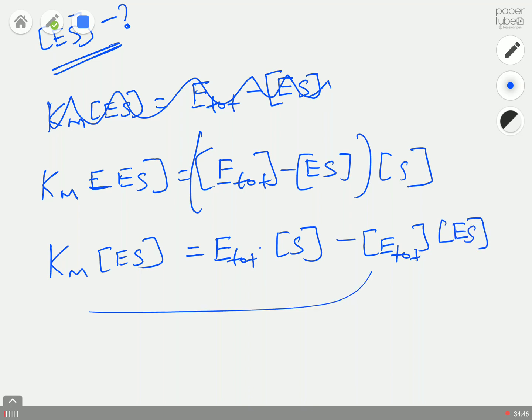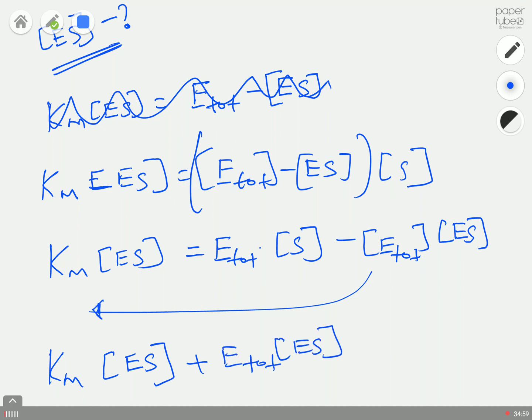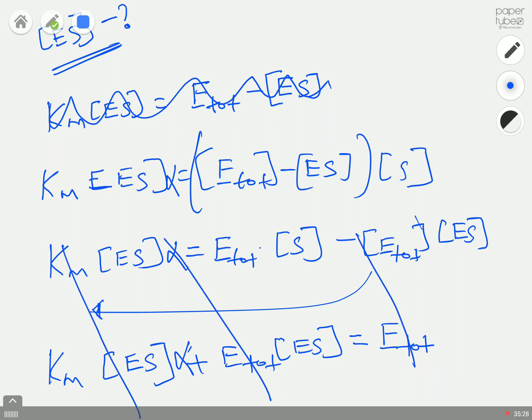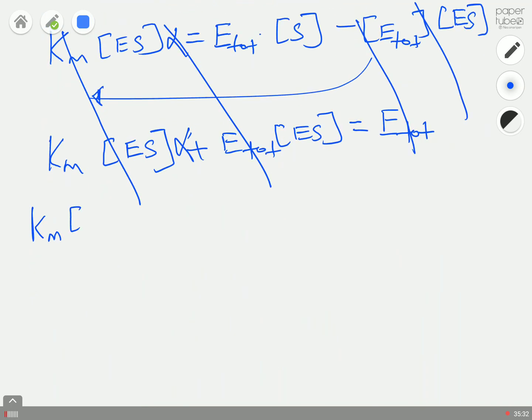So bring this value to the left hand side of the expression. So Km multiplied by enzyme substrate concentration plus E total multiplied by enzyme substrate concentration, that should be equal to... No, I think we are doing really some big mistake, so let's cut this part. So you may do the same mistake like me.